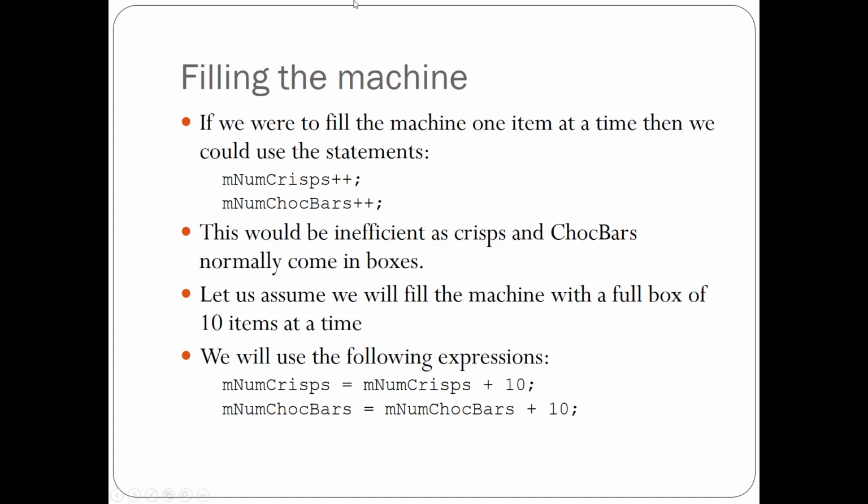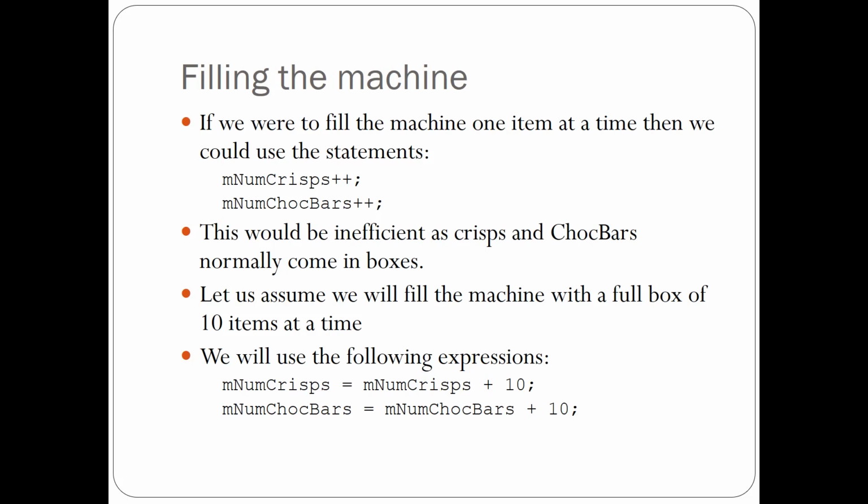So what we're going to do is just have a quick look at each of the methods and see how they work, and then we'll run a bit of a demo. So in the first instance, we're going to look at filling the machine up. We could, if we wanted to, fill the machine up a packet of crisps at a time or a chocolate bar at a time, which is sensible but a bit inefficient.